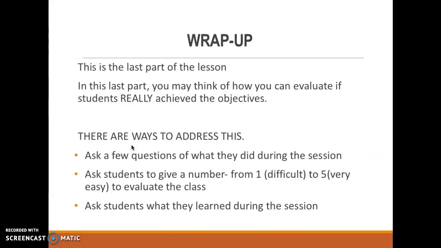Well, we have the wrap up. This is the last part of the lesson. In this part, you may think of how can you evaluate if the students really achieve the objectives. So you can ask a few questions about what they learned during the session, ask them about the difficulty 1 to 5, and ask them what they did during the whole session. Remember, not just use yes/no questions, but try to use information questions like, did you use the present simple? Yes. How did you use the simple present? So you make sure that the students effectively used what you planned.